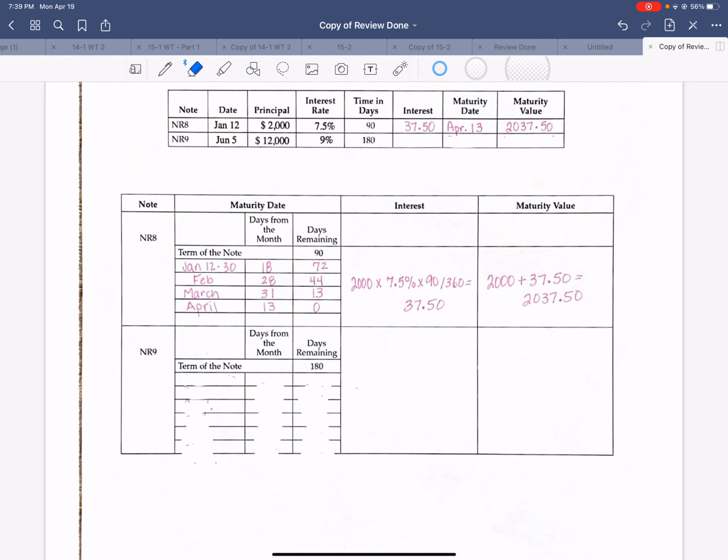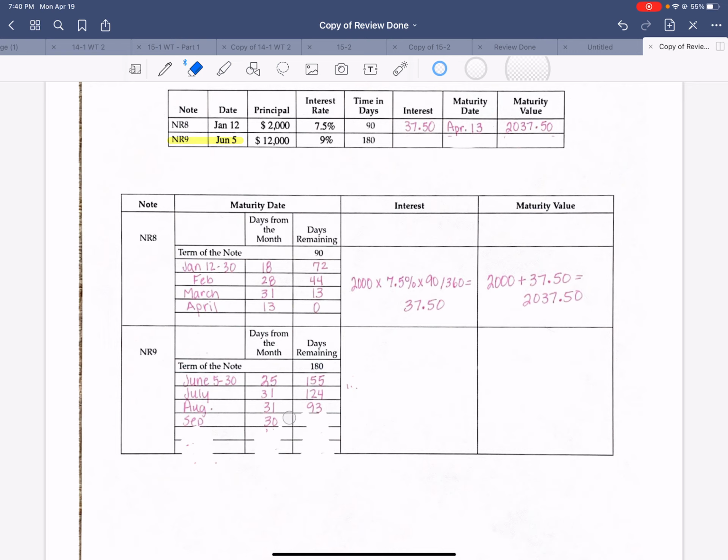Okay, the next note, June 5th for 180 days. So we have June 5th through the 30th is 25 days. 180 minus 25 is 155. Then we have July has 31 days. 155 minus 31 is 24. August, 31 days, and we have 93 days.